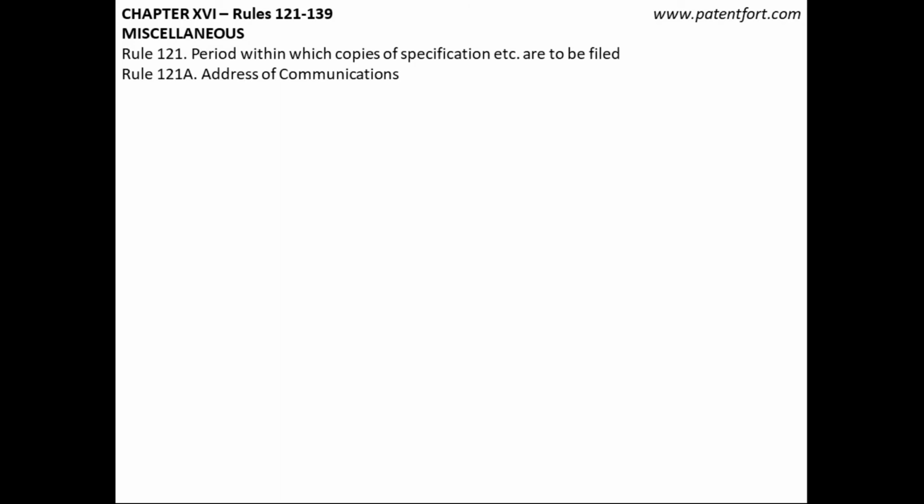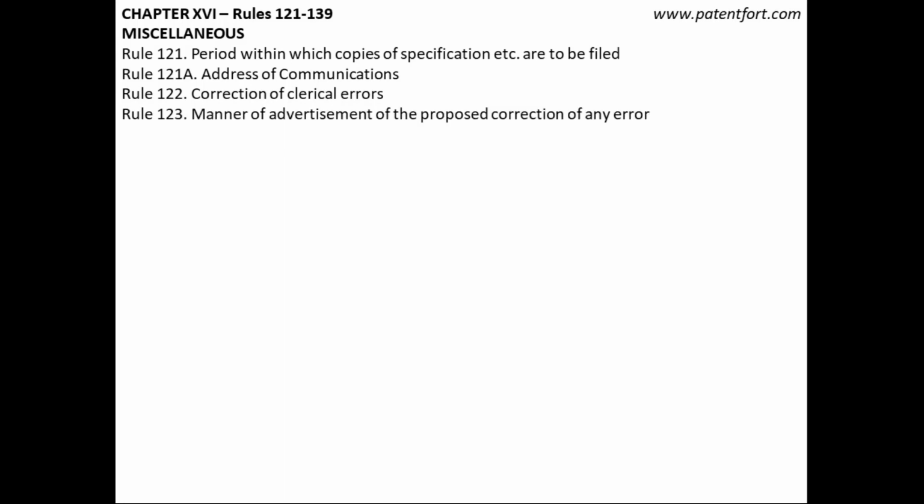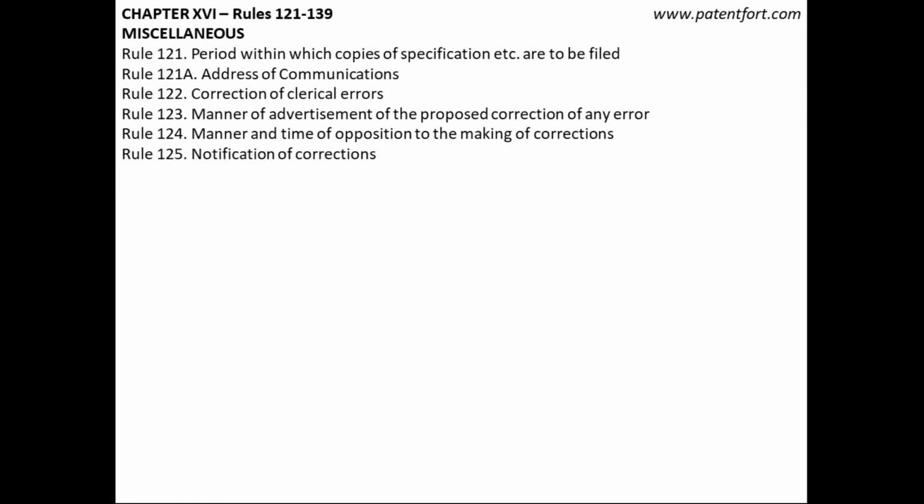Chapter 16, Rules 121 to 139, Miscellaneous. Rule 121, Period within which copies of specification etc. are to be filed. Rule 121A, Address of communications. Rule 122, Correction of clerical errors. Rule 123, Manner of advertisement of the proposed correction of any error. Rule 124, Manner and time of opposition to the making of corrections. Rule 125, Notification of corrections.